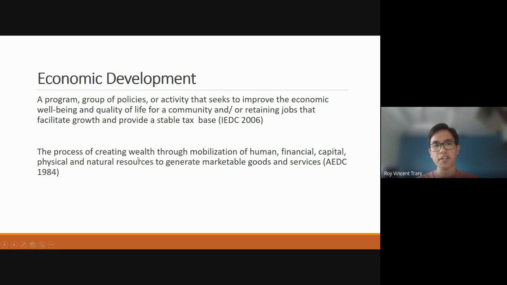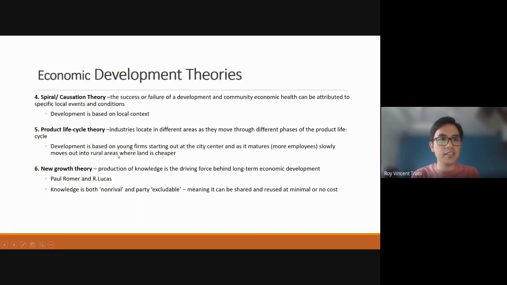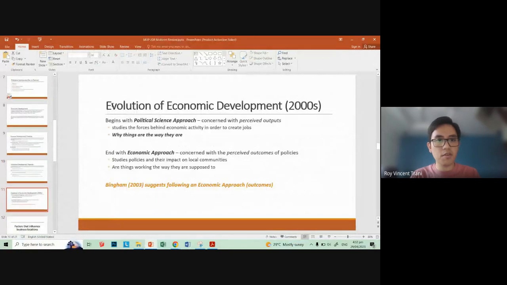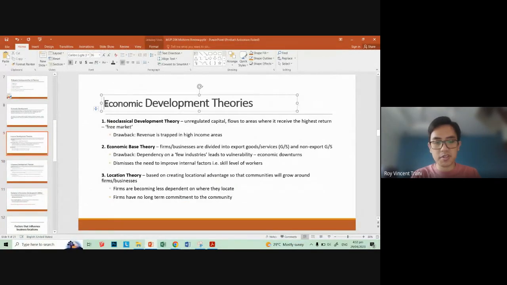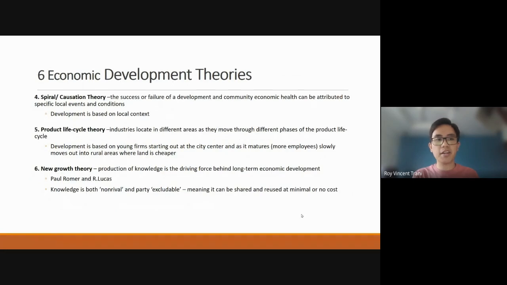Another definition for economic development is a process of creating wealth through mobilization of human, financial, capital, physical, and natural resources to generate marketable goods and services. In line with this, we studied 6 economic development theories. I'll just go over them very quickly because we have to focus on market area: new classical development theory, economic base theory, location theory, spiral/causation theory, product life cycle theory, and new growth theory.